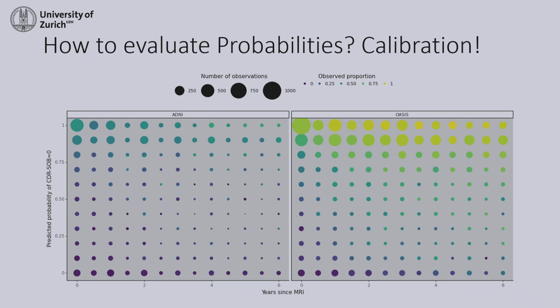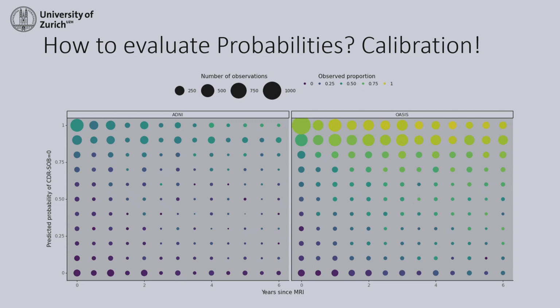On the x-axis, we have the time since the MRI session, and on the y-axis, we have the probability that the model outputted of having CDR SOB equals 0, or in other words, the probability of not having cognitive impairment. And this is all in validation data. Left is ADNI and right is OASIS.